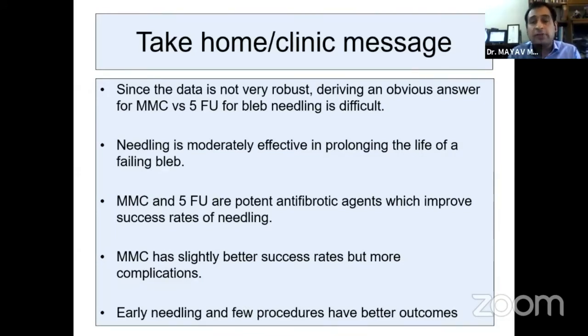However, either one of them should be used for all our needlings, preferably in the operation theater. Needling, as we know, is moderately effective in prolonging the life of a bleb. Mitomycin C and 5FU are both potent agents which improve success. MMC theoretically has slightly better success rates, but slightly more complications, so should be done carefully.